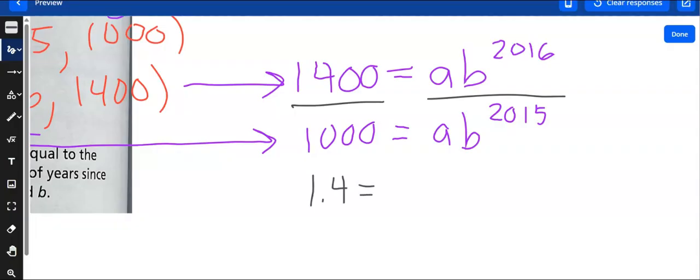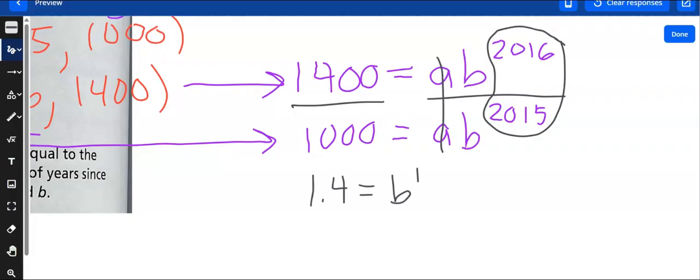Does anything cancel out on the right-hand side? The A's are gone, folks. I'm dividing like bases with the B's. What are we supposed to do with these exponents? Subtract them. Don't divide them, subtract them. That is b to the first.